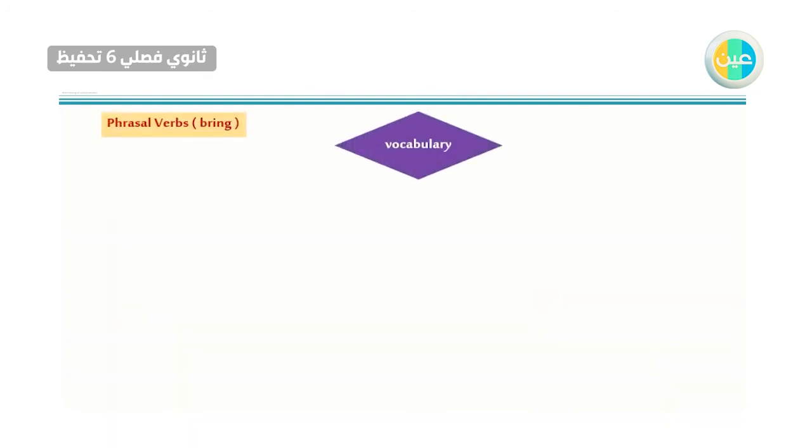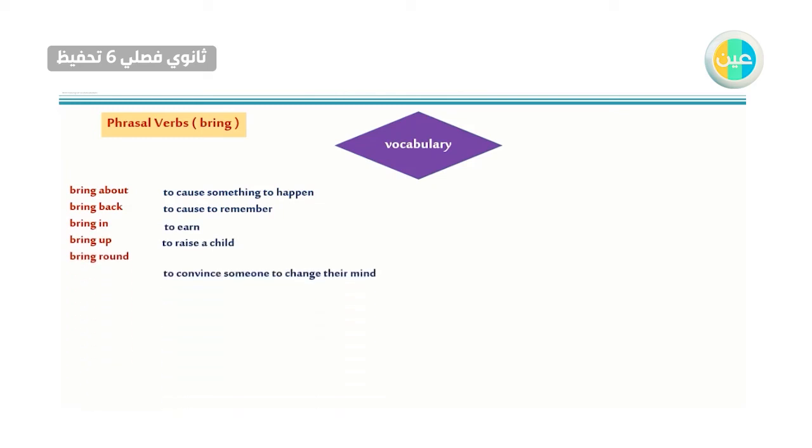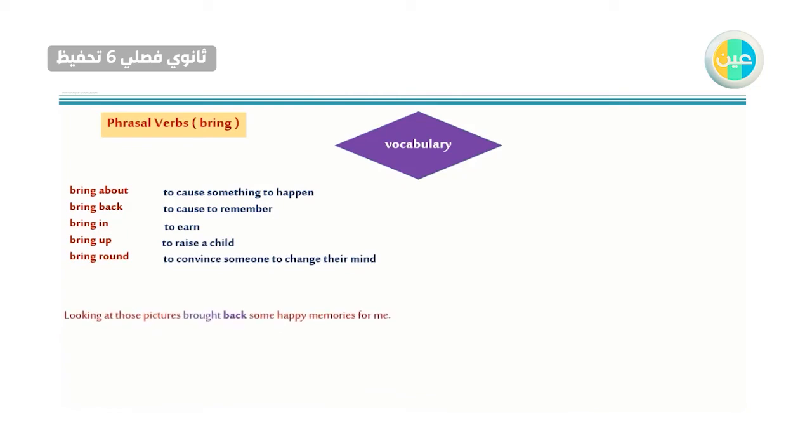Okay, here we have phrasal verbs about bring. Bring about means to cause something to happen. Phrasal verbs are verbs with prepositions. To bring back means to cause to remember. Bring in means to earn. Bring up means to raise a child. Bring around means to convince someone to change their mind. Let's take the example: Looking at those pictures brought back some happy memories for me.